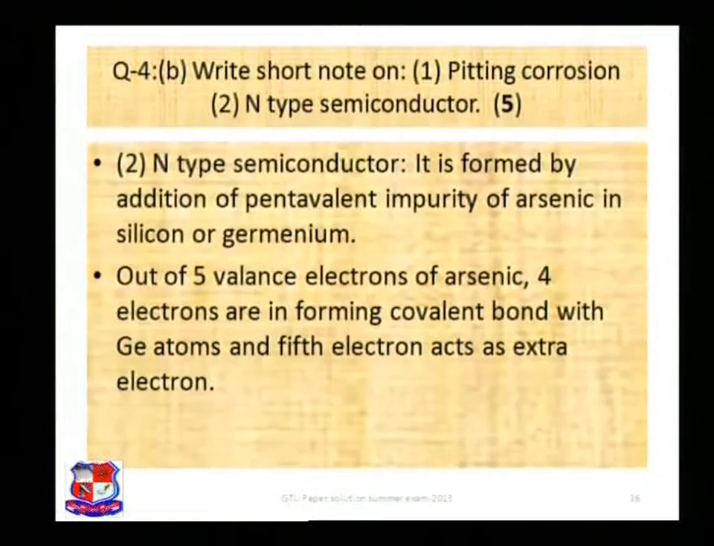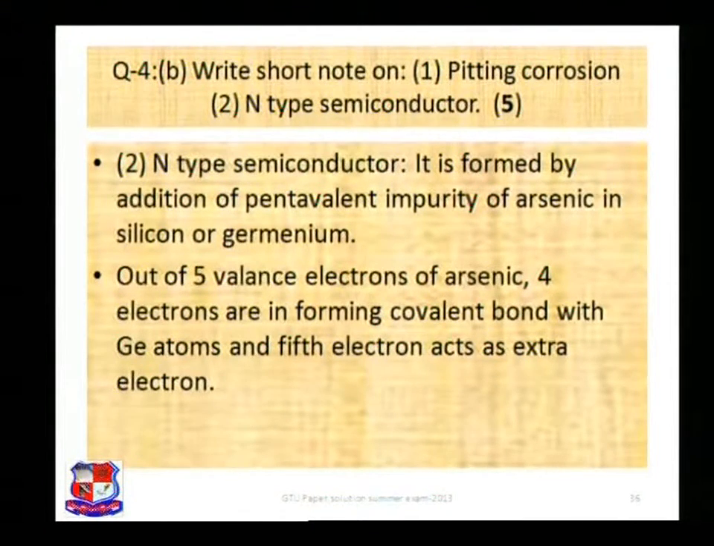Let us take the next short note, that is N-type semiconductor. N-type semiconductor, that is question 4b, second part. The first thing that you are supposed to write in this is how an N-type semiconductor is formed. It is formed by the addition of a pentavalent impurity of arsenic in silicon or germanium.